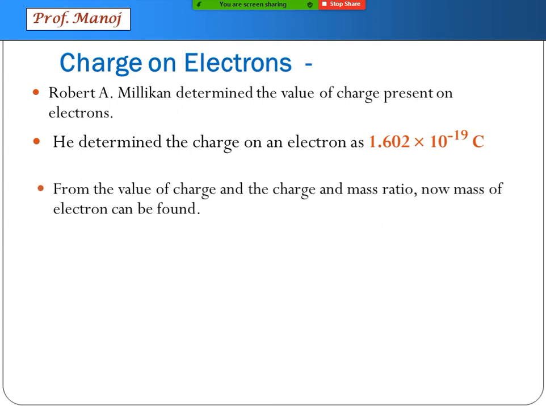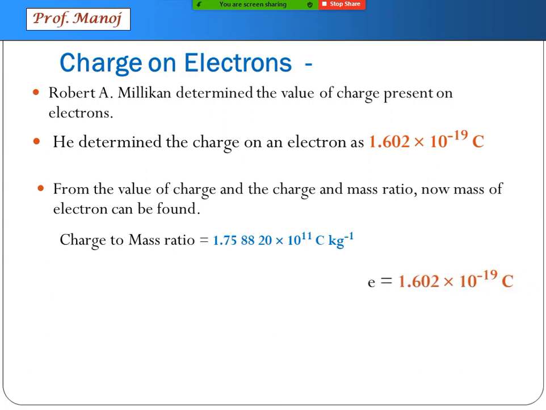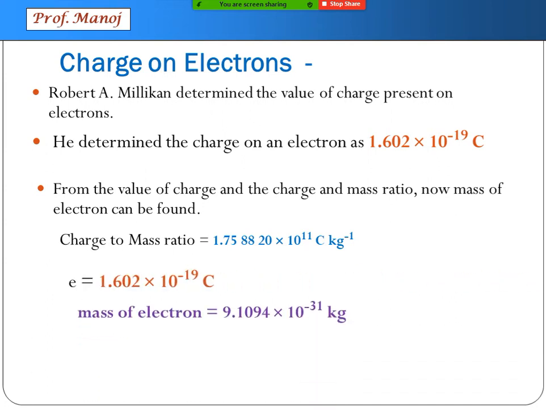Now we have two values with us. We have the charge upon mass ratio, and we have separately the value of charge. So the charge upon mass ratio is this. The charge of an electron is so much. So by calculation we can understand the mass of the electron.